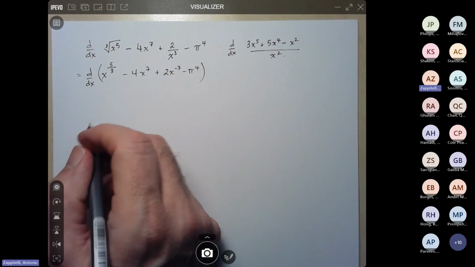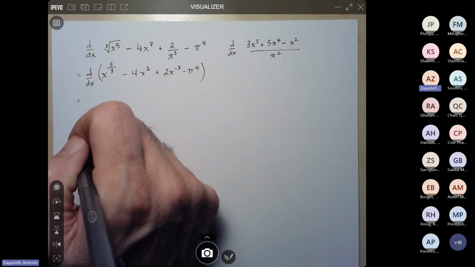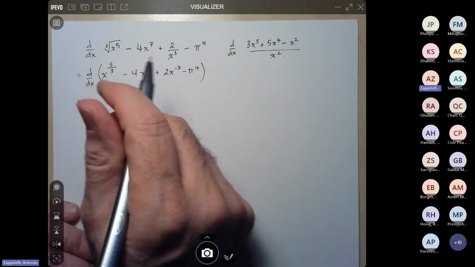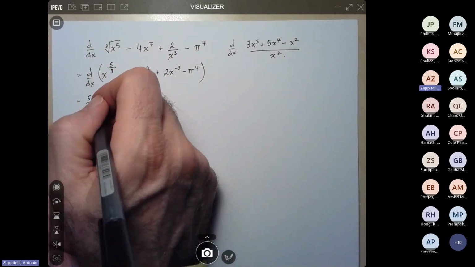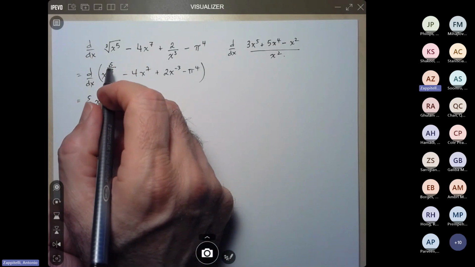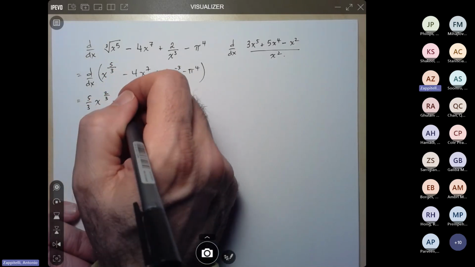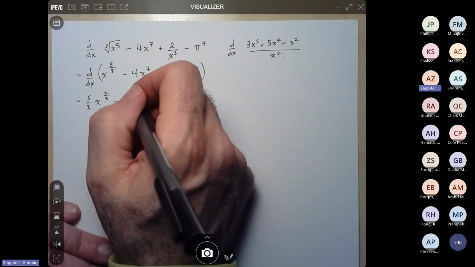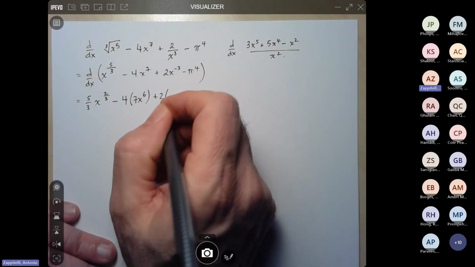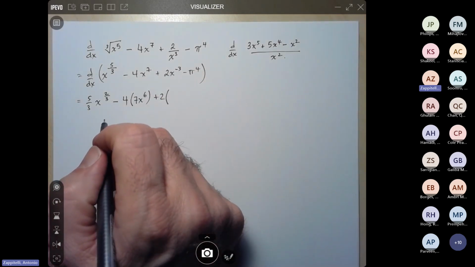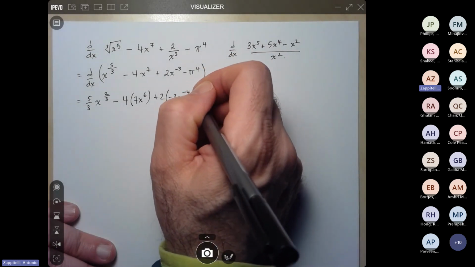Okay. And so now I have everything in the format that allows me to use my rules. And notice now I'm not going to write it with as much detail. So here, the power becomes my coefficient, and 5 over 3 minus 1. So it's like 5 over 3 minus 3 over 3 leaves me with 2 over 3. And here minus 4 is just a constant. And the derivative of x to the 7 is 7x to the 6. Okay. And here plus 2 times, well, what's the derivative of x to the negative 3? It's just a power. So this is just going to be negative 3 x to the, well, negative 3 minus 1 is negative 4. Okay.